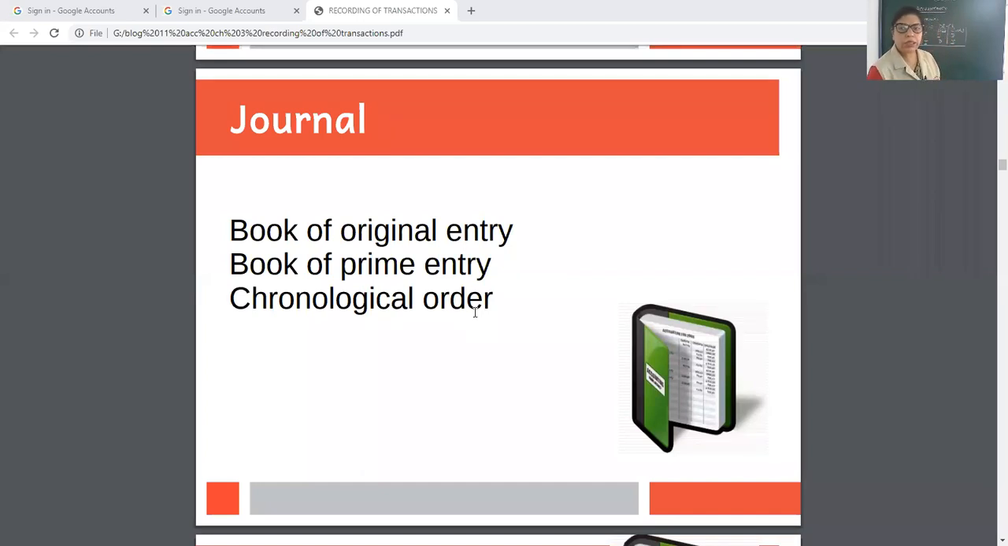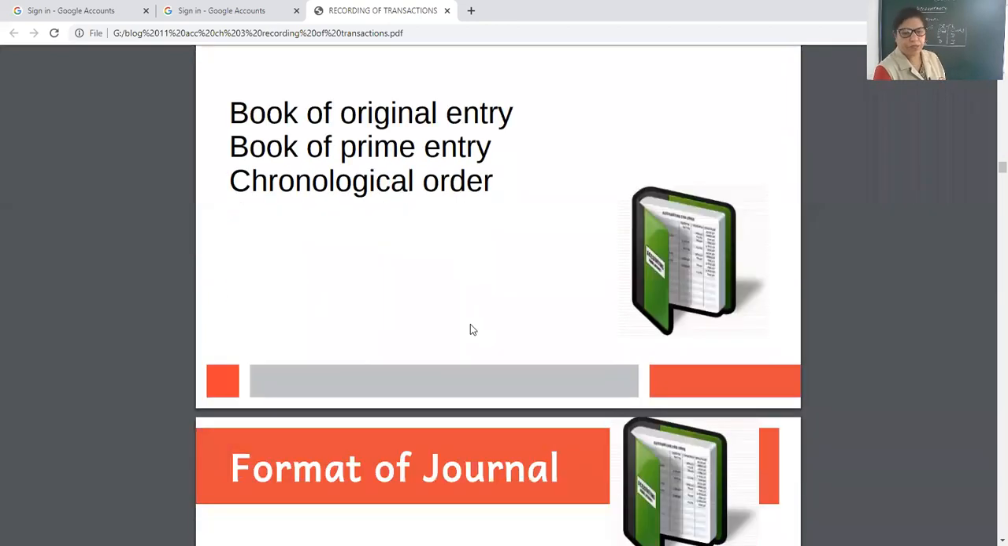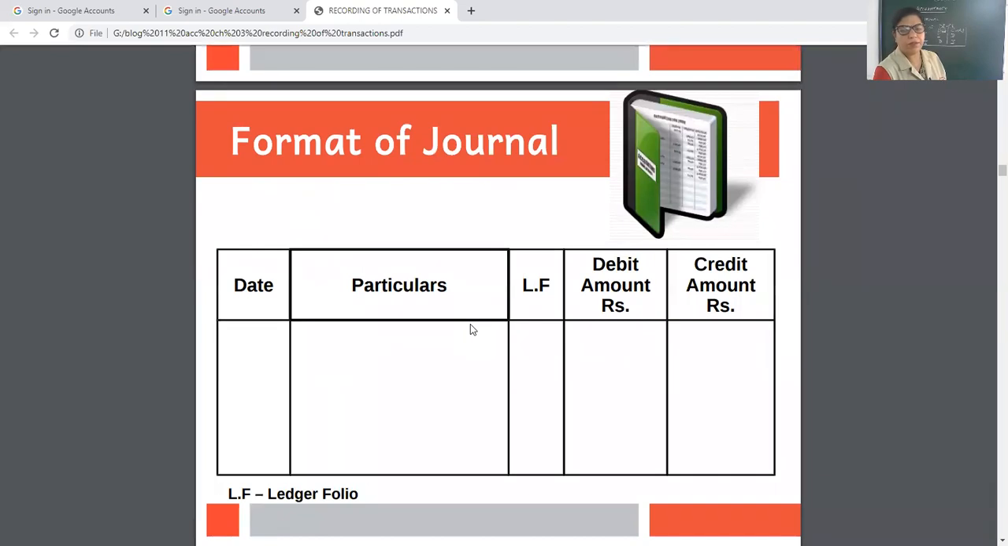Yes, original entry. Whenever there is any transaction, the accountant notes it in the journal. That's why it is known as original entry, and it is in chronological order. Chronological order means sequential order according to date and time. Now make the format of the journal. Note down, make a small format for it.